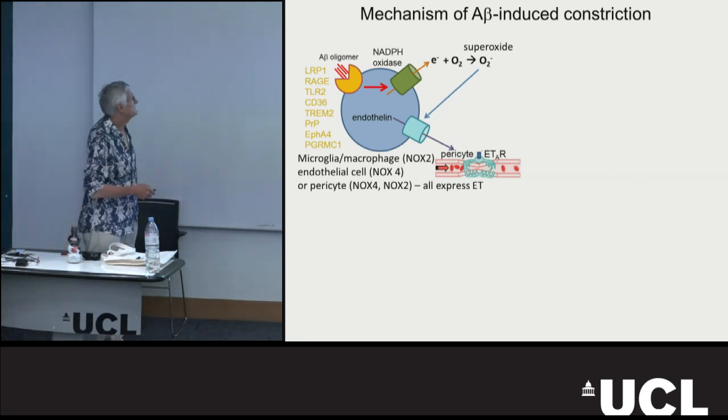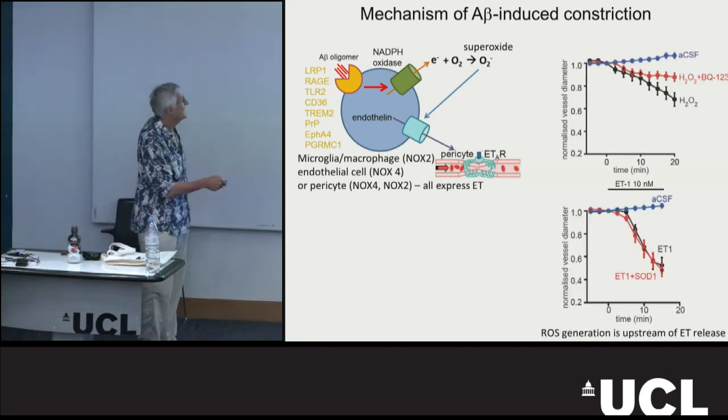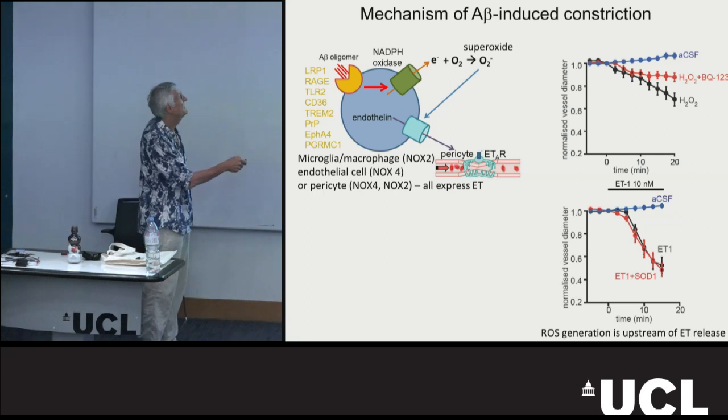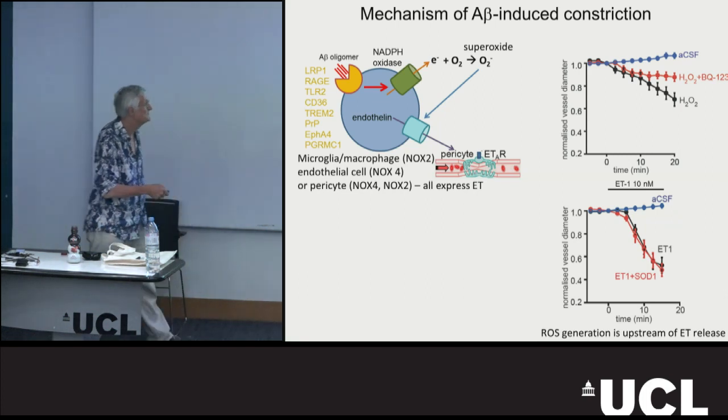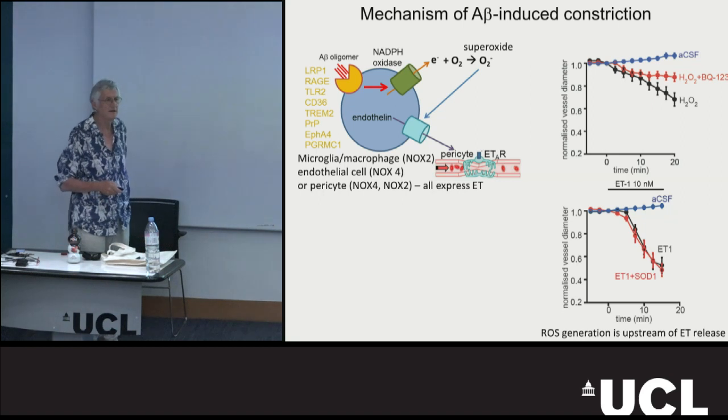So all of this is happening. Why have I put the reactive oxygen species before the endothelin? Well, if you apply endothelin on its own, it constricts, as I showed you earlier, and that's not affected by superoxide dismutase. Whereas if you apply hydrogen peroxide, which generates reactive oxygen species, that constricts, but that constriction is partly blocked by blocking endothelin A receptors. So we believe the reactive oxygen species come before the endothelin.